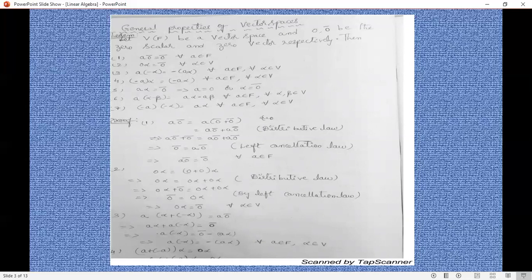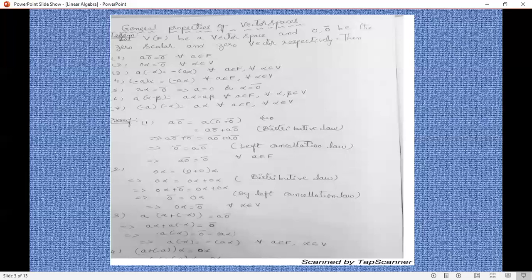So, a·(0 bar plus 0 bar) = a·0 bar plus a·0 bar. That means V is already a vector space and F is a field, so distributive laws hold. Therefore, a·(0 bar plus 0 bar) = a·0 bar plus a·0 bar, and we are adding the identity element on the LHS: a·0 bar plus 0 bar = a·0 bar plus a·0 bar. By using the left cancellation law, 0 bar = a·0 bar. That means a·0 bar = 0 bar for all a belongs to F. We are using this property in the remaining applications.